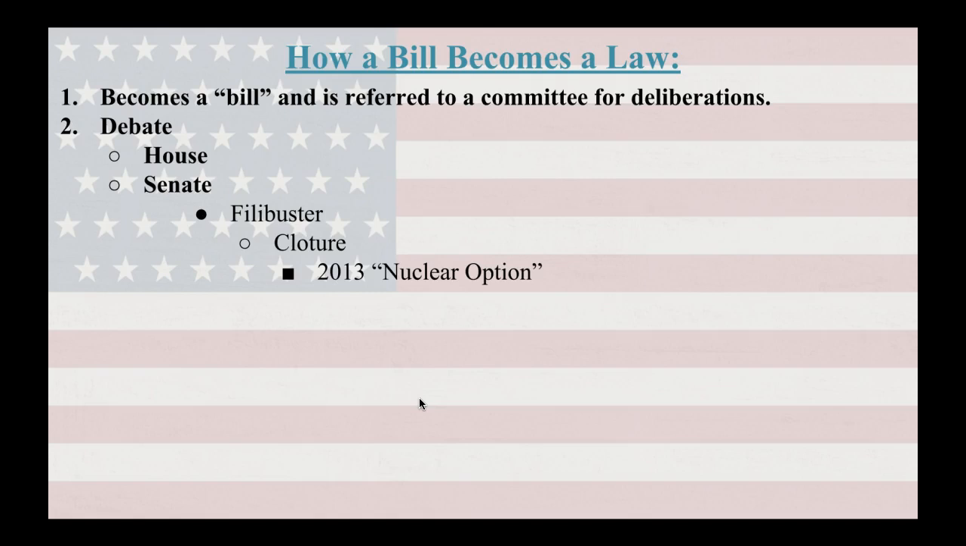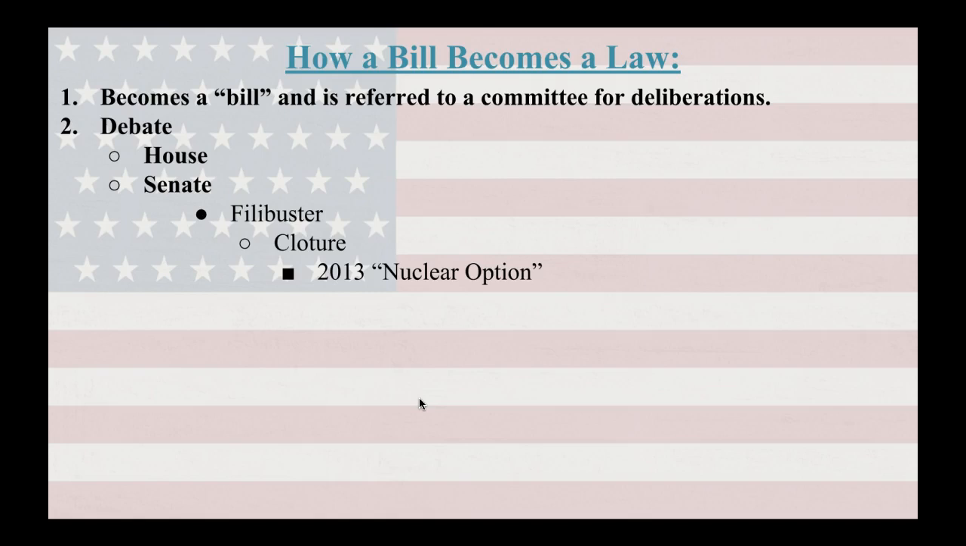But just a little bit of trivia here. The longest filibuster in American history was 24 hours and 18 minutes, and it was delivered by Strom Thurmond, who was a senator from South Carolina in 1957, and he was actually filibustering the Civil Rights Act of 1957.